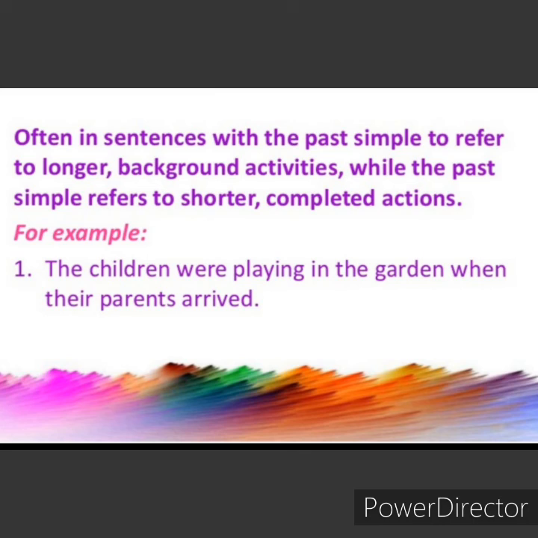Here we are talking about two actions. The first one is the children were playing in the garden, and second, their parents arrived. So for the longer action which was going on, that is the children were playing in the garden, we use past continuous tense. And then the second action, the shorter action happened. Their parents arrived. We use simple past tense. So for the longer action which was going on, we use past continuous tense. And for the shorter action which happened in the middle, we use simple past tense.